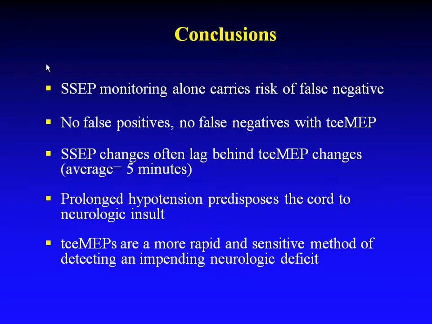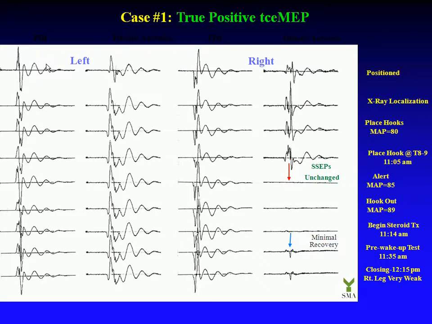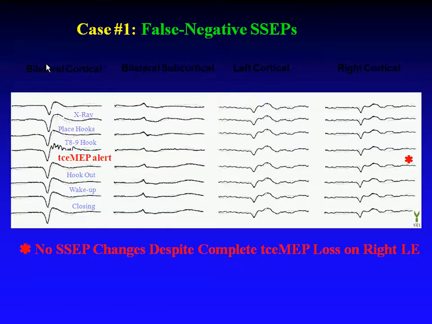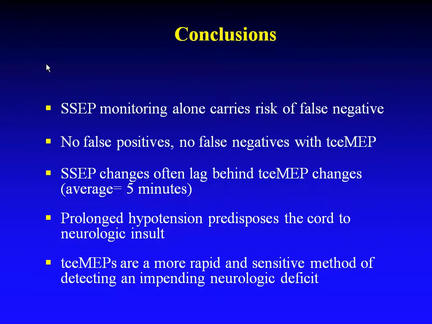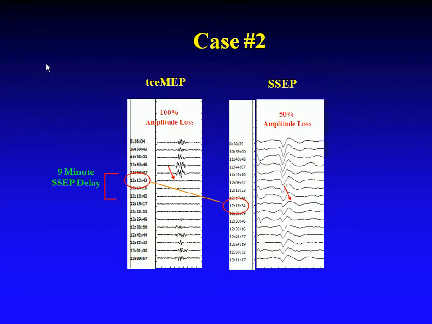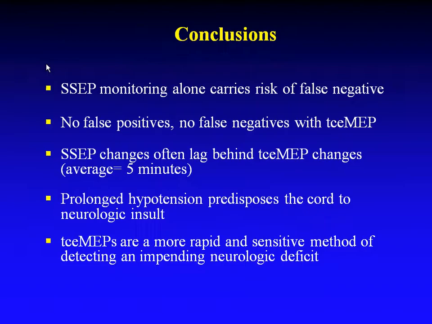And importantly, I'll skip through this, importantly, the changes when they occur occur much earlier with the transcranial motor evoked monitoring. And this is just an example of a patient with no SSEP changes despite a complete motor loss in the right lower extremity. And then the final conclusion was that the transcranial motor evoked changes occurred more rapidly. And here you can see a 9-minute delay in the appearance of the SSEP changes, and those changes were picked up on transcranial motor evoked monitoring 9 minutes earlier.